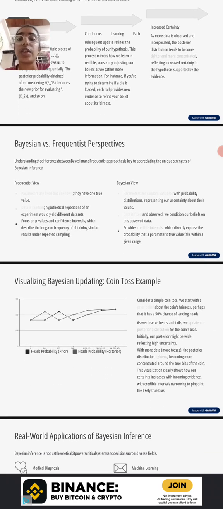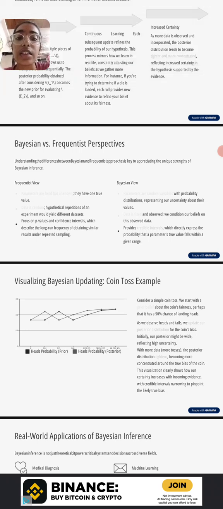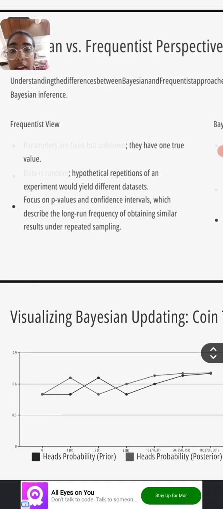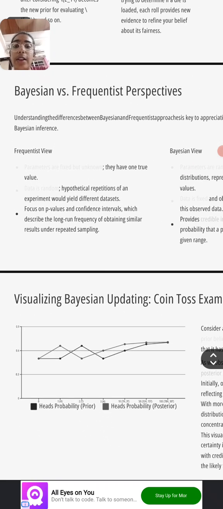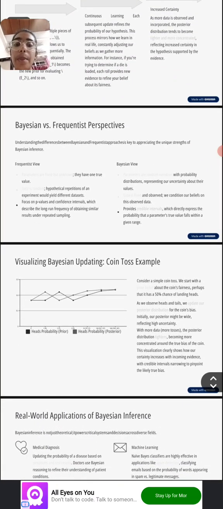Bayesian versus frequentist perspectives. Understanding the differences between Bayesian and frequentist approaches is key to appreciating the unique strength of Bayesian inference. Frequentist view: parameters are fixed but unknown, they have one true value. Data is random; hypothetical repetitions of an experiment would yield different data sets. The focus is on p-values and confidence intervals, which describe the long-run frequency of obtaining similar results under repeated sampling.